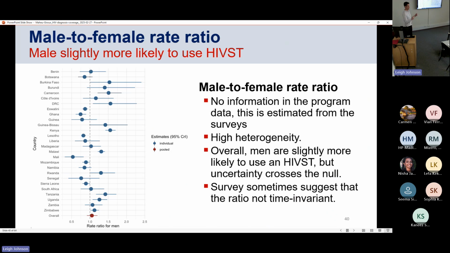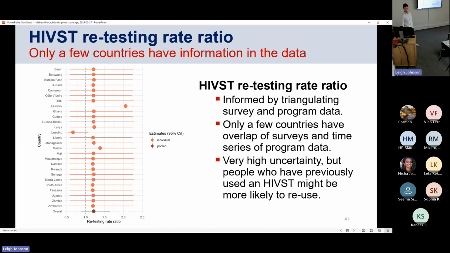A limitation also is that I've said that the rate ratios are time invariant, so we assume that it's the same rate ratio in 2010 versus 2023. And for some surveys, we see a reversal of the estimates from the survey. So at 2015, men will be more likely to use an HIV self-test, and then they will be less likely in the other one. So again, I don't think we have a lot of information to have a time varying rate ratio, but this is something that we see.